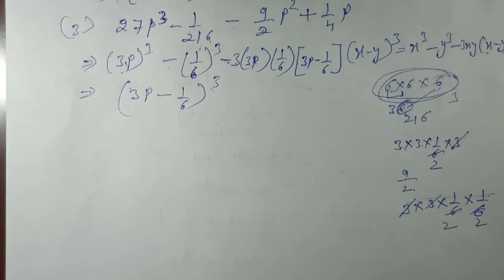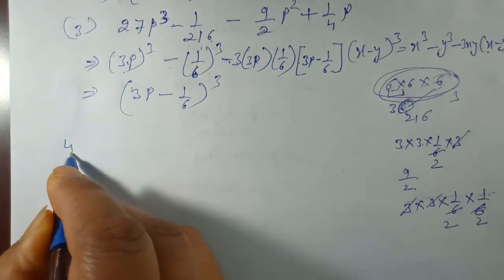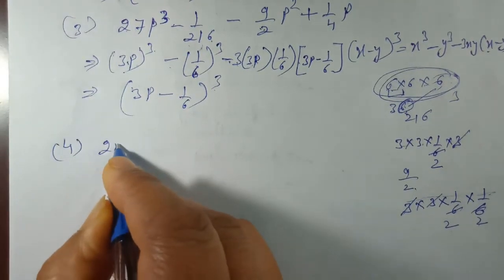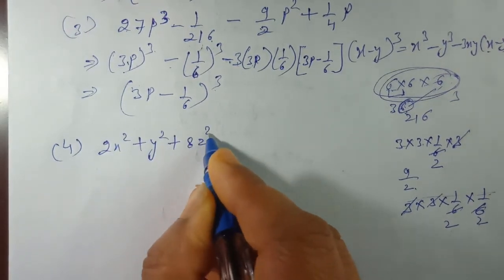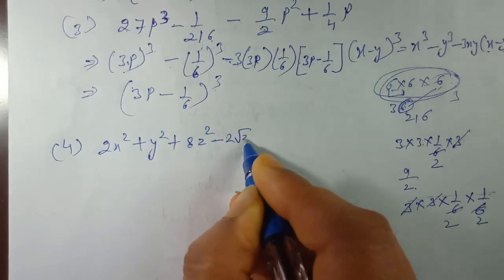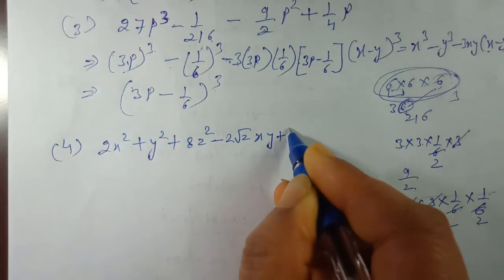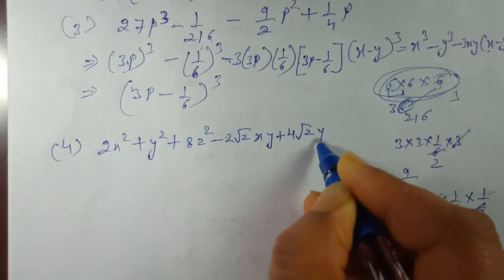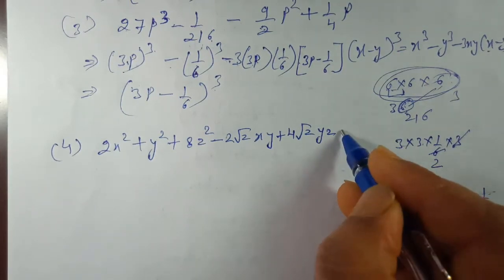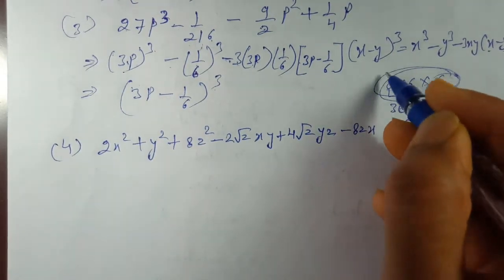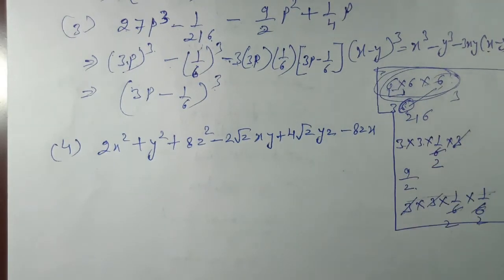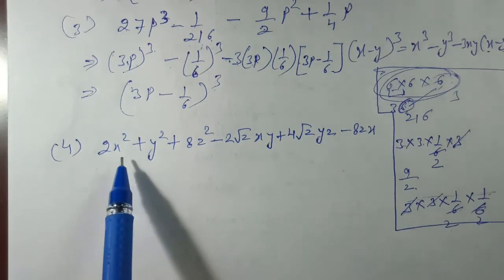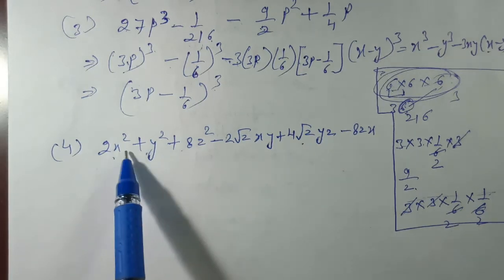Let us take one more example, number 4th. 2x square plus y square plus 8z square minus 2 root 2 xy plus 4 root 2 yz minus 8zx. So let us identify the identity.